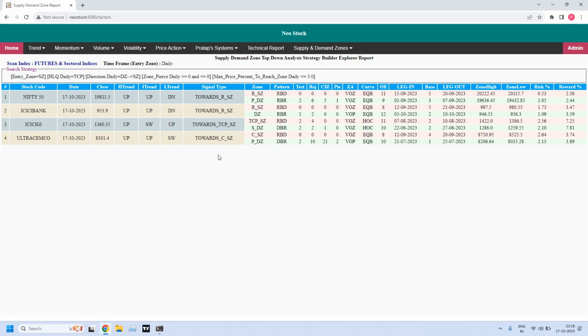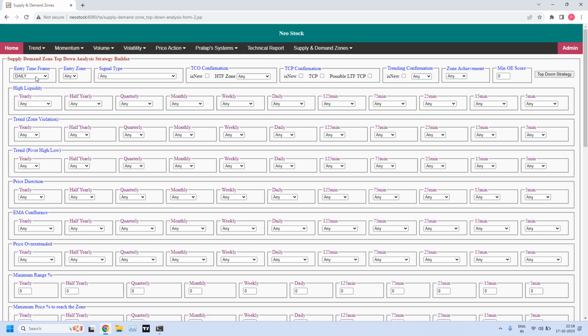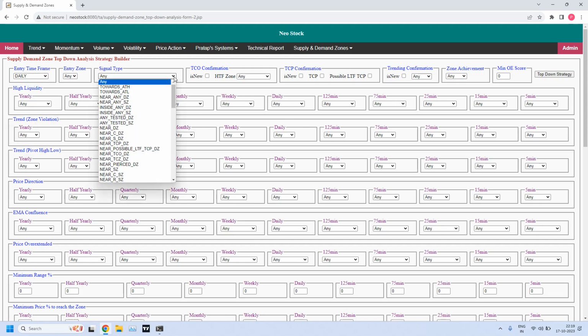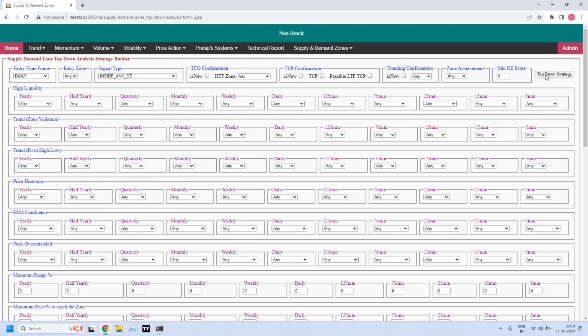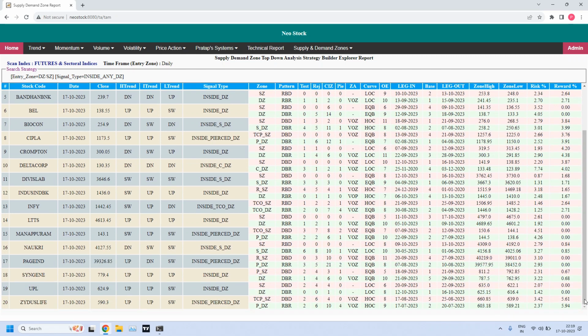Okay, earlier we already generated stocks near demand and supply zones. Now let us find the stocks closed inside demand and supply zones. Entry time frame is daily. Let us find the stocks which are closed inside the daily demand zone. So this is the filtered list. So 20 stocks are closed inside the daily demand zone.